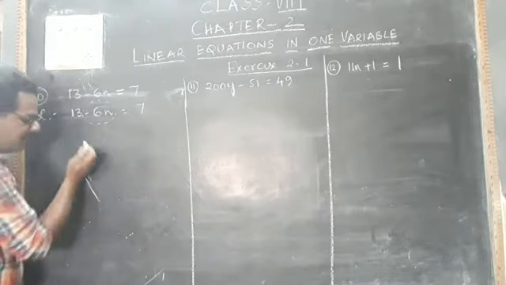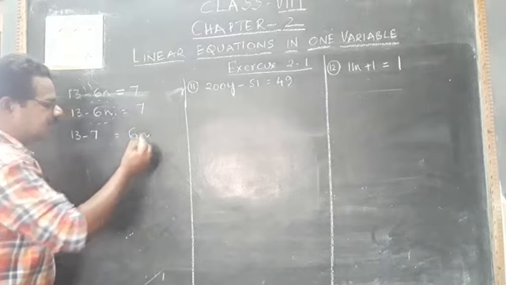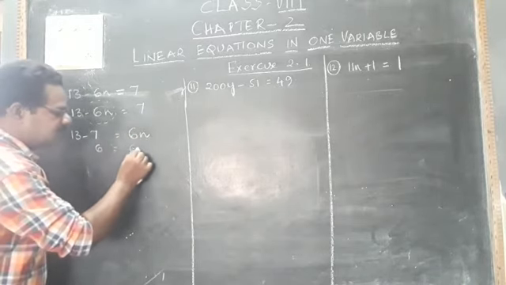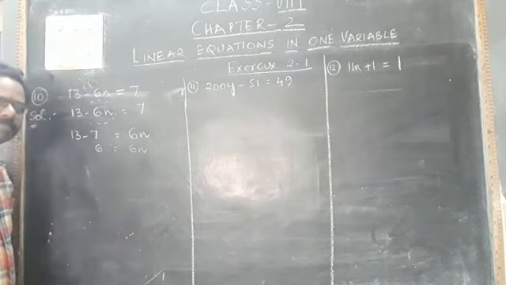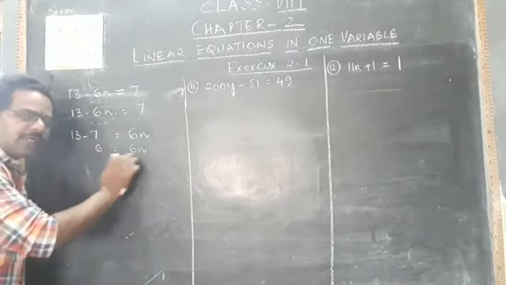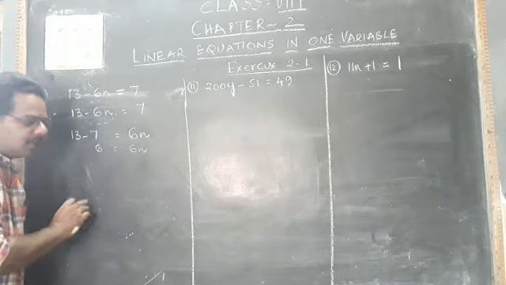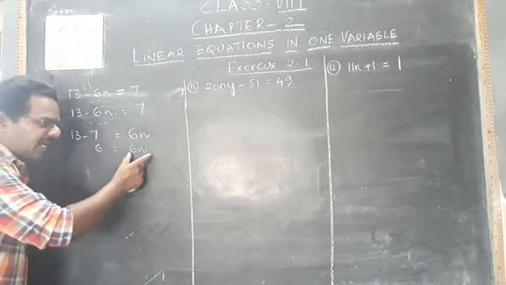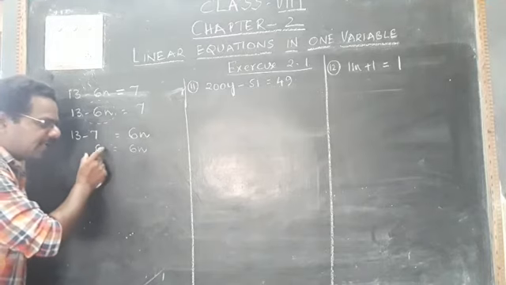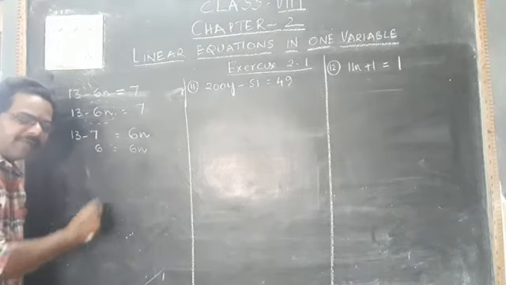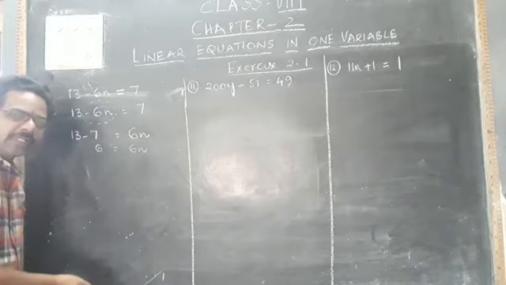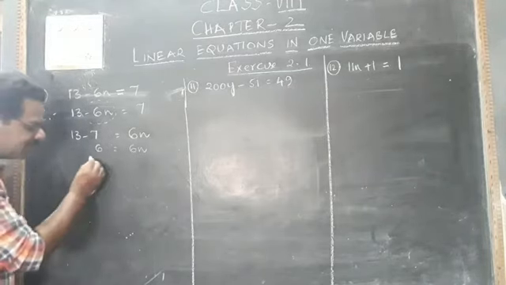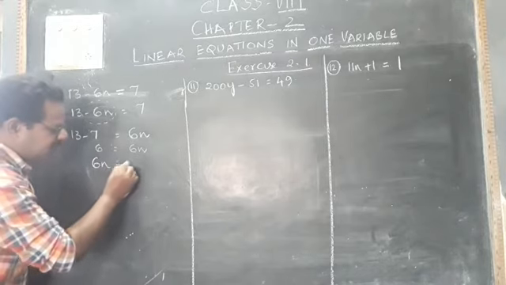13 minus 7 is equal to 6n. 13 minus 7 is equal to 6. 6 is equal to 6n. Here you can remember one thing. At the same time, the left hand side can be brought to the right hand side, and the right hand side can be sent to the left hand side. If you do both at the same time, there will be no change in its value. 6n is equal to 6.